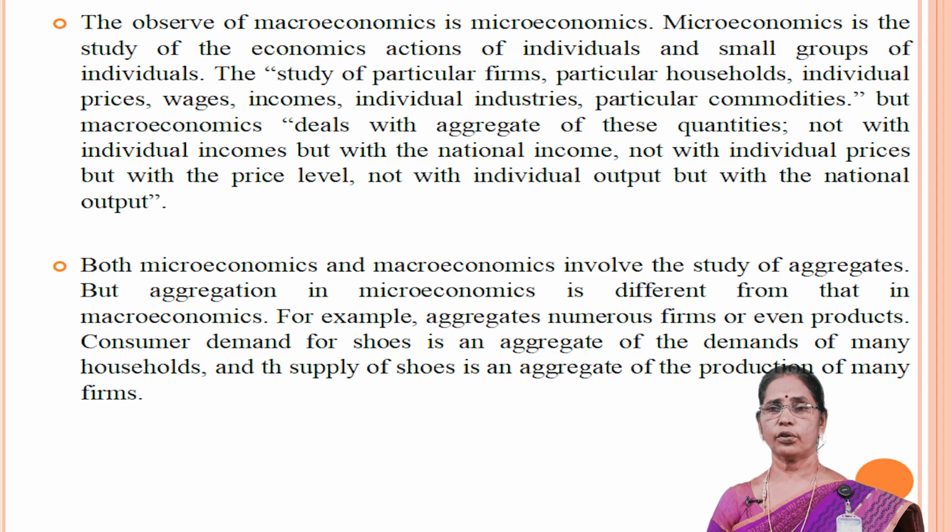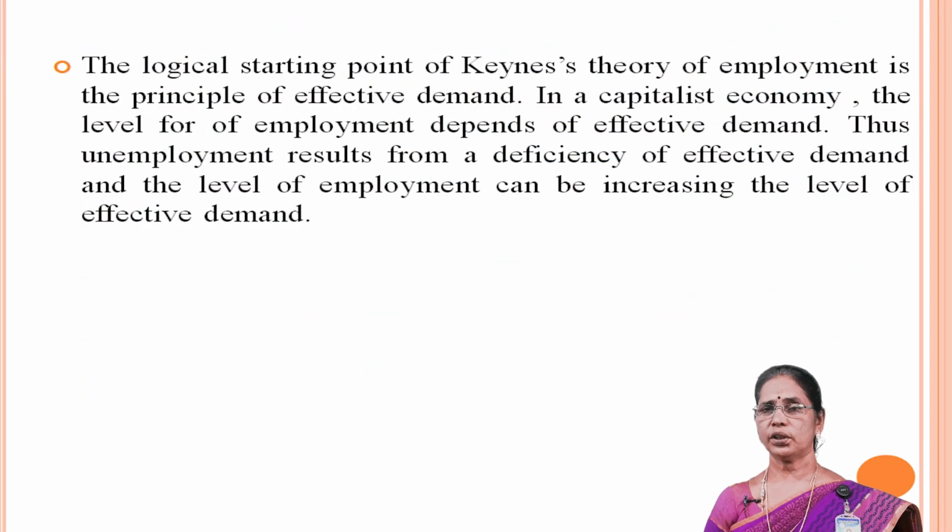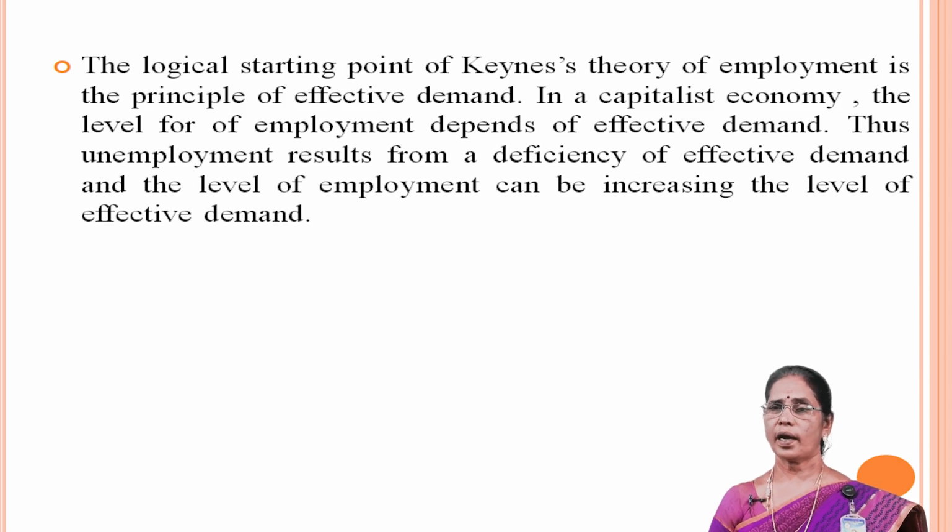Both microeconomics and macroeconomics involve the study of aggregates, but aggregation in microeconomics is different from that in macroeconomics. For example, it aggregates numerous firms or even products. Consumer demand for a product is an aggregate of the demands of many households. The logical starting point of Keynes' theory of employment is the principle of effective demand. In a capitalist economy, the level of employment depends on effective demand. Thus, unemployment results from a deficiency of effective demand, and the level of employment can be increased by increasing the level of effective demand.